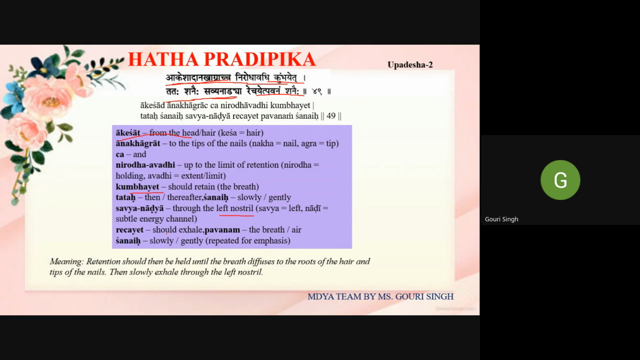Savya nadya means you have to rechayet. Rechayet means you have to exhale the pavanam, that is the breath. Sanaihi means very slowly you have to breathe out. Inhale very slowly, exhale very slowly, but make sure whenever you are inhaling, they have given a proper measurement that you have to inhale as much as you can.